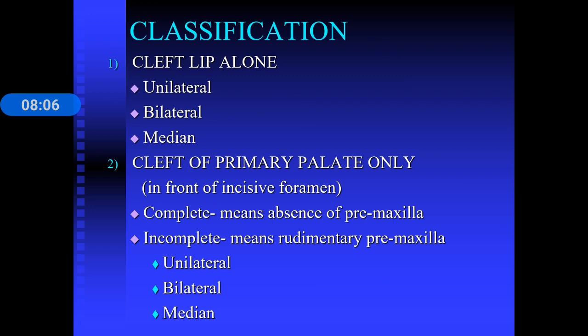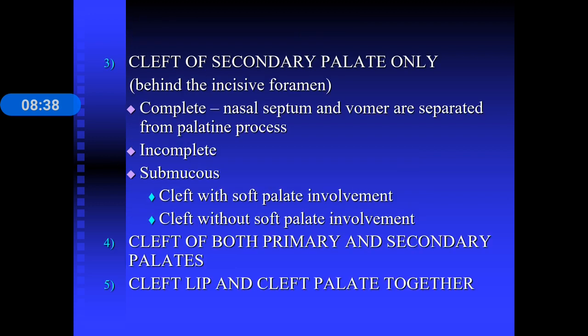So another classification which combines both. So you have the cleft lip alone, which can be unilateral, bilateral, or median, depending on the abnormality in the fusion. Now they can have a cleft of the primary palate only, that is the part of the hard palate which is in front of the incisive foramen. Complete means complete absence of the premaxilla. Incomplete means there is a small or a rudimentary premaxilla. In such a case, it can also be unilateral, bilateral, or median, and may be associated with the cleft lip. But in this case, only the primary palate.